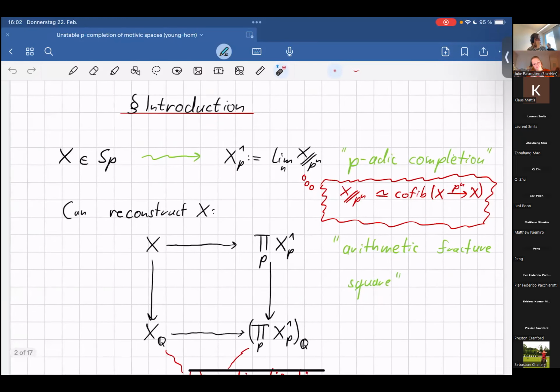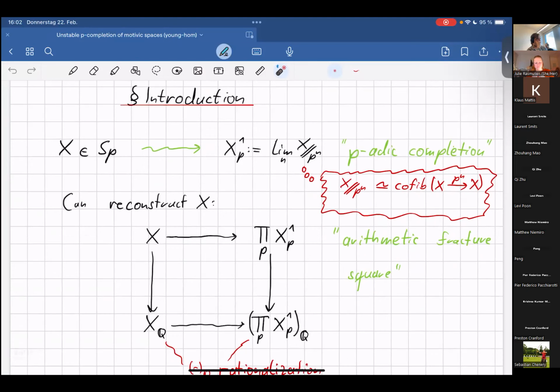And how does this help us? The first thing is we can recover X from those p-completions. We can put X into a Cartesian square, which is called an arithmetic fracture square. Here is the product over all the p-completions, and downstairs is the rationalization of X, the thing with the rational homotopy groups of X. If we take the pullback of this part, then we recover X. So if we can prove something about the p-completions, this can tell us something about X.